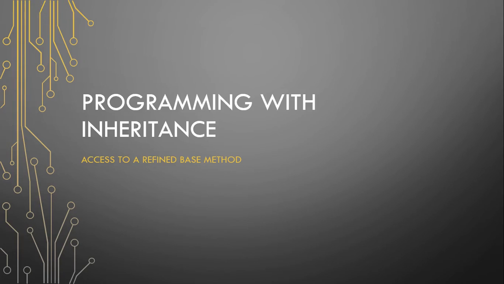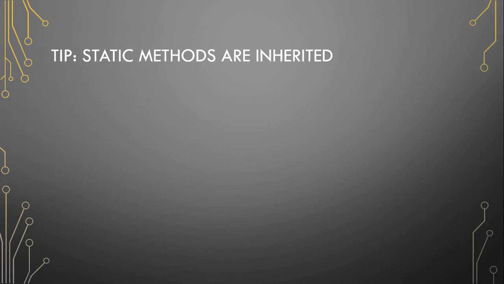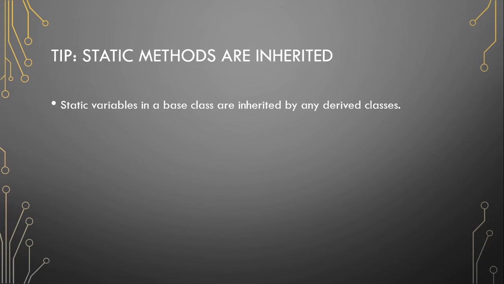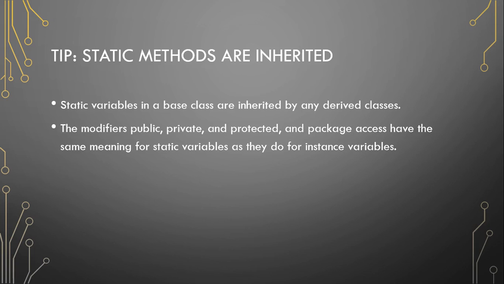And welcome back, students. Let's get into programming with inheritance and start off by talking about access to a redefined base method. So a quick tip to get us started here: static methods are inherited. Static variables in a base class are inherited by any derived classes, just like non-static variables would be. Static variables are also inherited. The modifiers public, private, protected and package access have the same meaning for static variables as they do for instance variables.